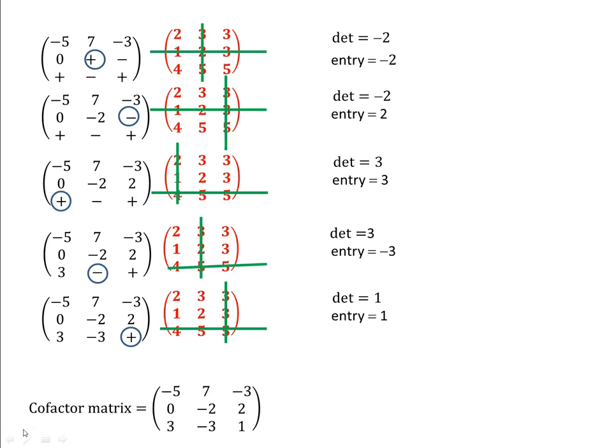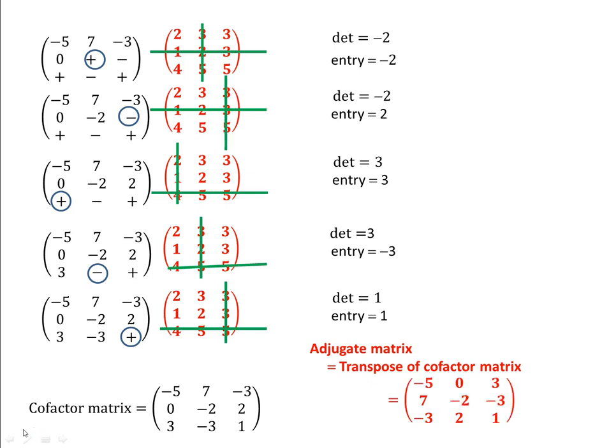The adjugate matrix is the transpose of the cofactor matrix, which means that the first row of the cofactor matrix becomes the first column of the adjugate matrix. The second row of the cofactor matrix becomes the second column of the adjugate matrix, and the third row of the cofactor matrix becomes the final column of the adjugate matrix.